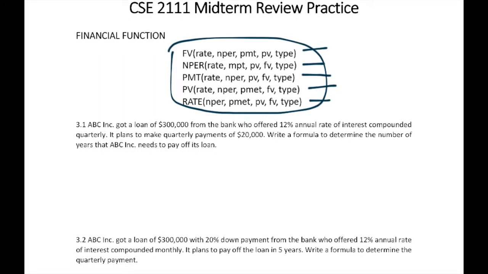The first one: ABC got a loan of 300,000 from the bank, which offered a 12% annual rate of interest compounded quarterly. It plans to make quarterly payments of 20,000. Write a formula to determine the number of years that ABC needs to pay off its loan. We notice that it's a number of years, which is a number of periods, so we want to use NPER.